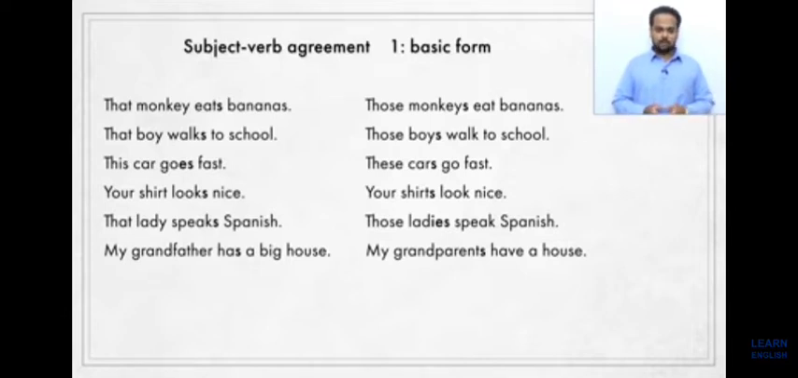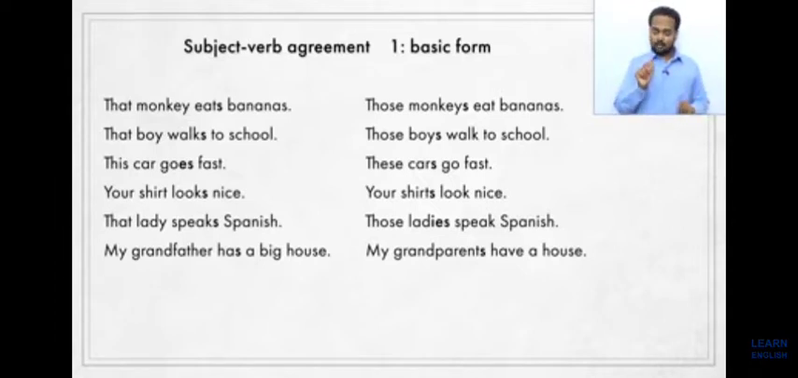So the singular nouns here are monkey, boy, car, shirt, lady, and grandfather. These are all nouns because they are names of people, animals, or objects. The singular verbs all have an S: eats, walks, goes, looks, speaks, and has. When we look at the plurals, this is reversed. The plural nouns all have an S at the end, and the plural verbs have no S.